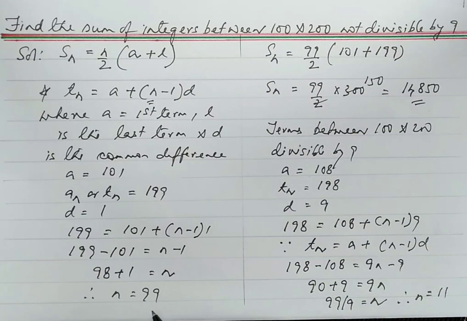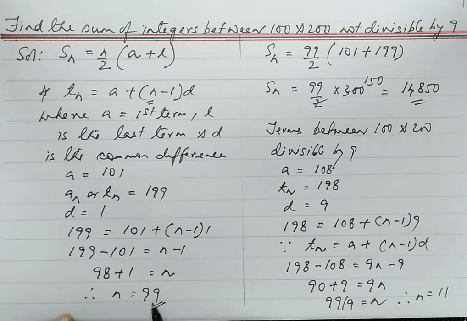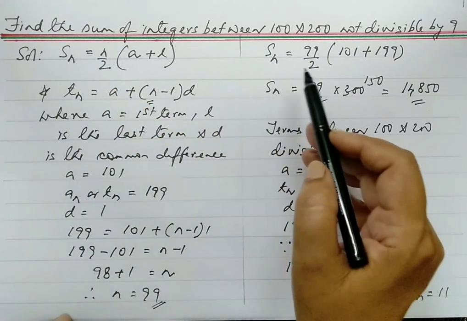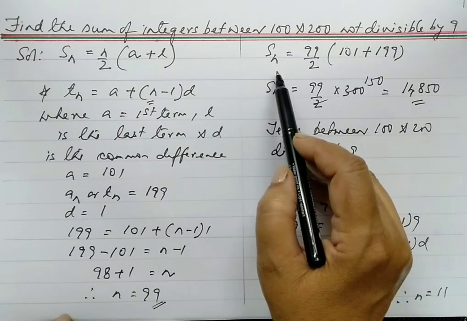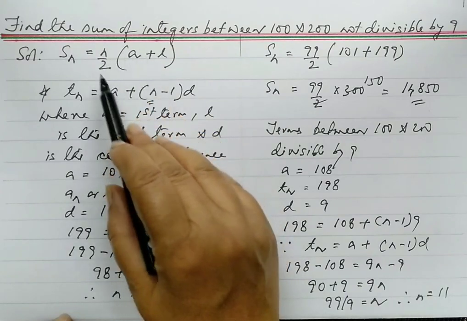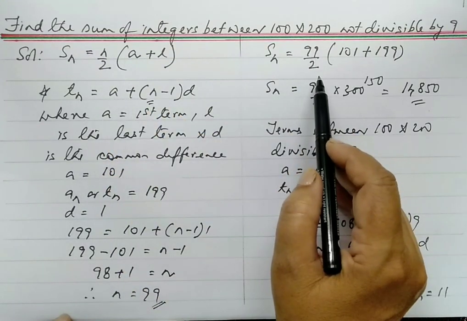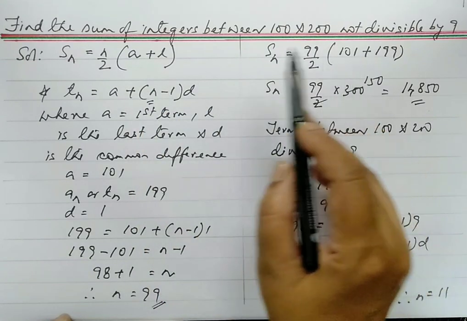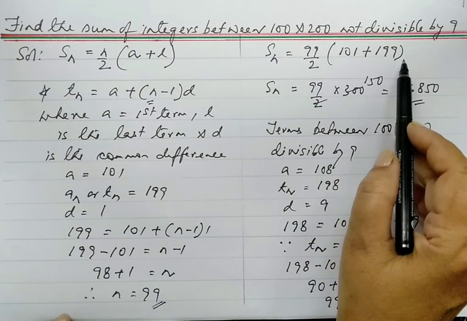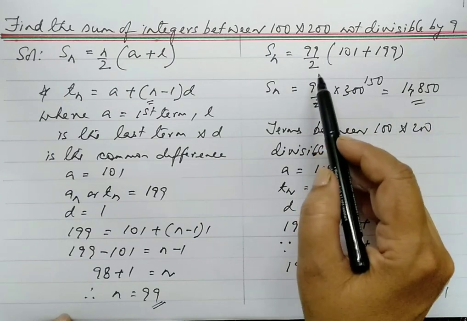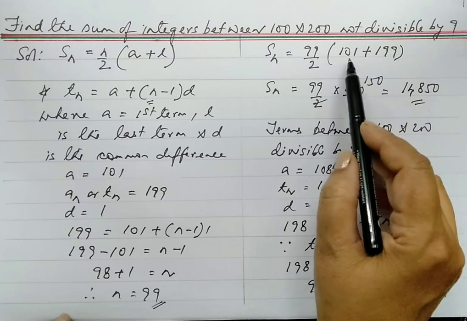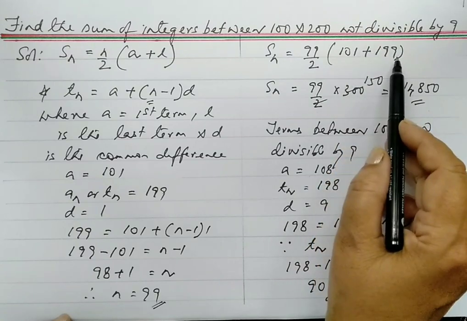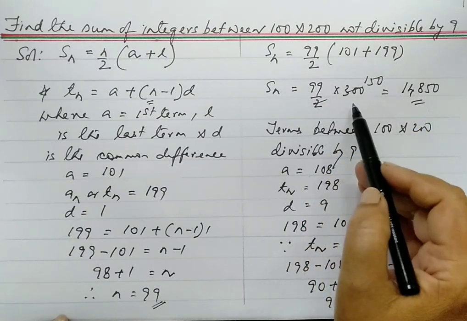Now having found n equals 99, we are self-sufficient about finding this. So we have the sum of 99 terms. This is the formula, n by 2, 99 by 2. We are adding up the first term, that is 101, and the last term, which is 199. When we solve this, 99 upon 2 multiplied by 300, because if you add 1 to this it becomes 200, and 300.